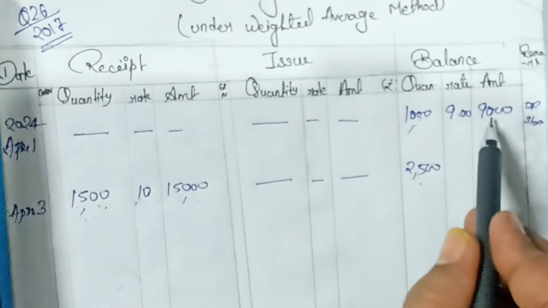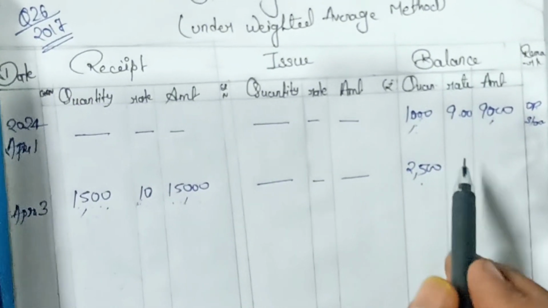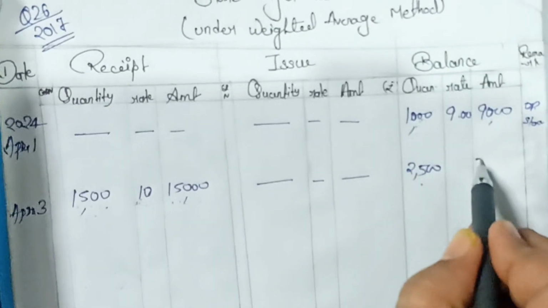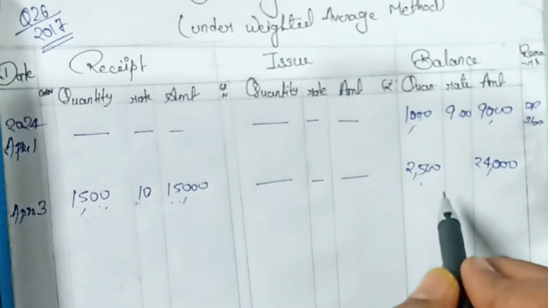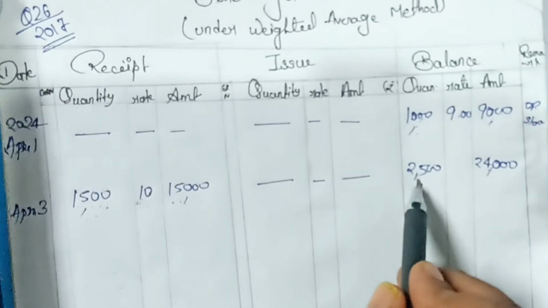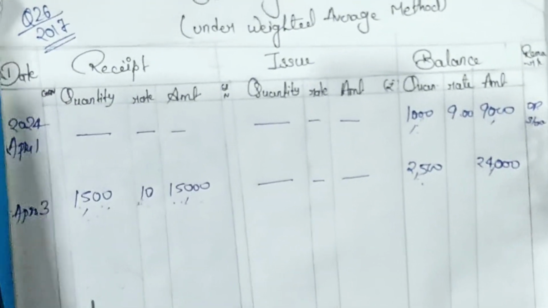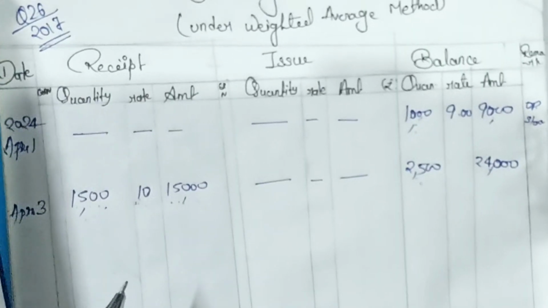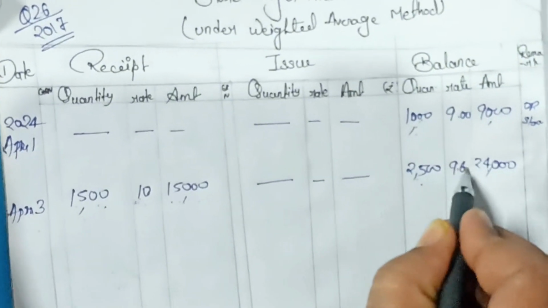Similarly, we have to add the amount 9000 and 15,000. How much? 24,000, right? 15 plus 9 equal to 24. 24,000. Okay, now use a calculator. I know in examination it is not allowed, but right now you have to do it. 24,000 divided by 2,500. Tell me the amount. Okay, 24,000 now divide it by 2,500. 9.6. So 9 rupees 60 paisa is the rate right now.